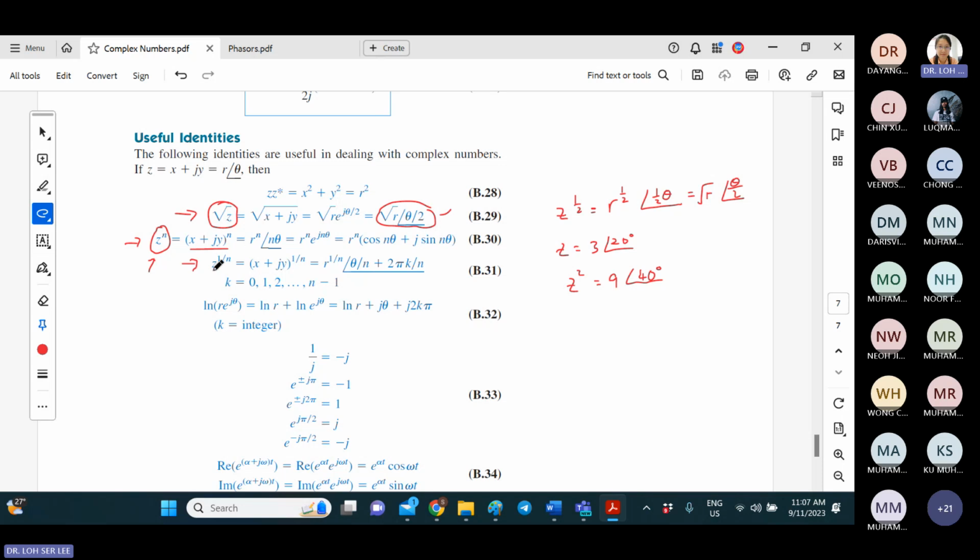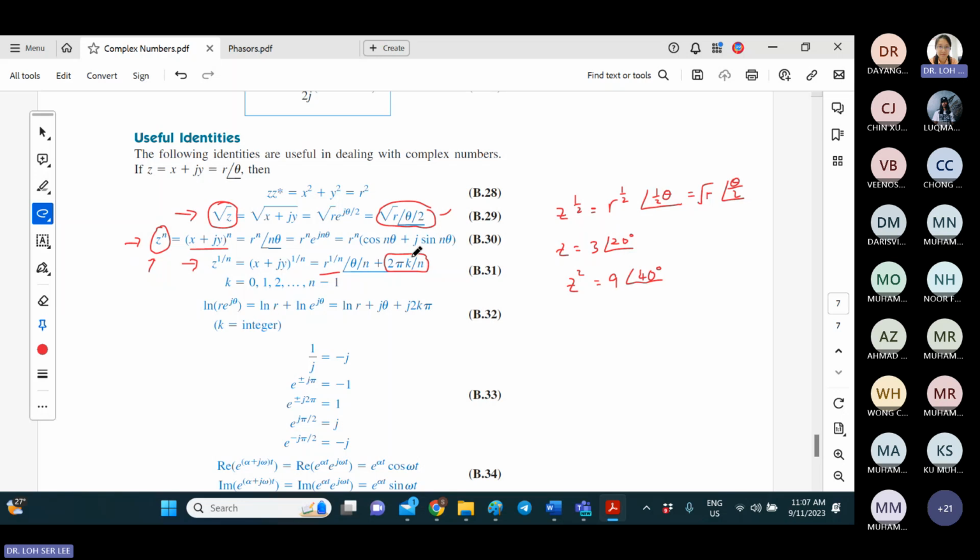And if you have a power of 1 over n, it is slightly different from the power of n. So still for the r, you have power of 1 over n. And for this theta, you still multiply by 1 over n, but you have this extra term. You have to add 2 pi k over n.